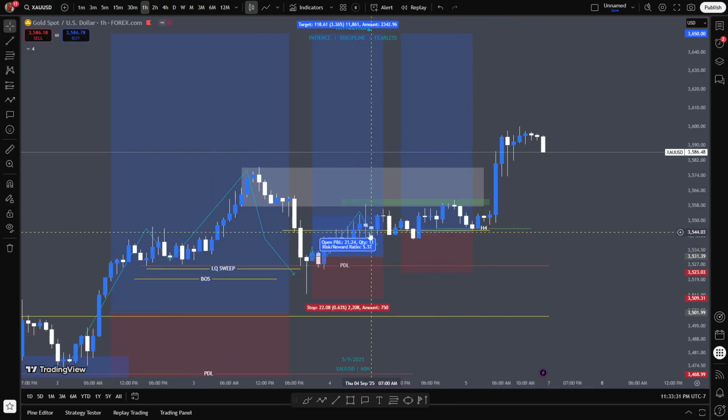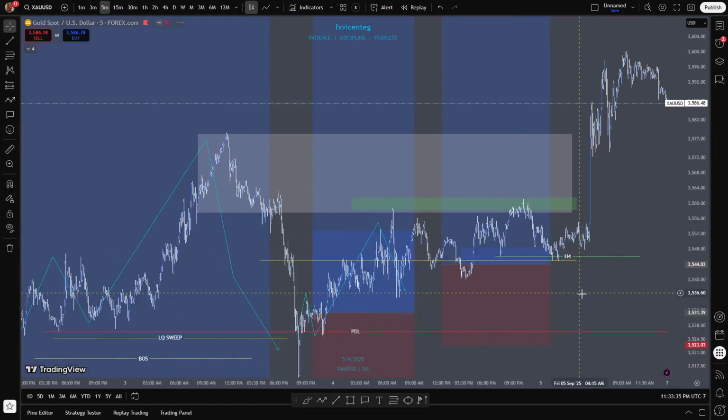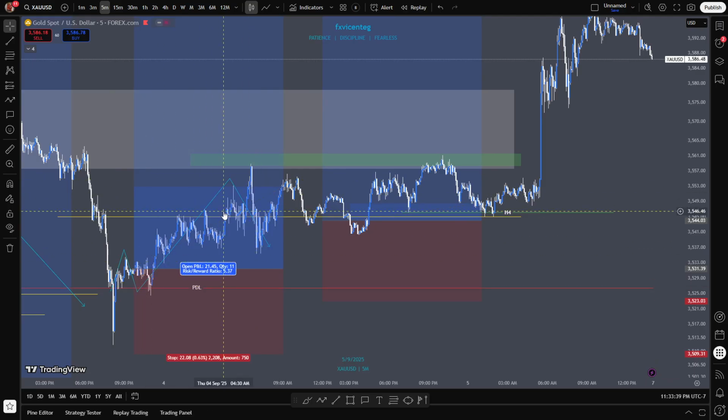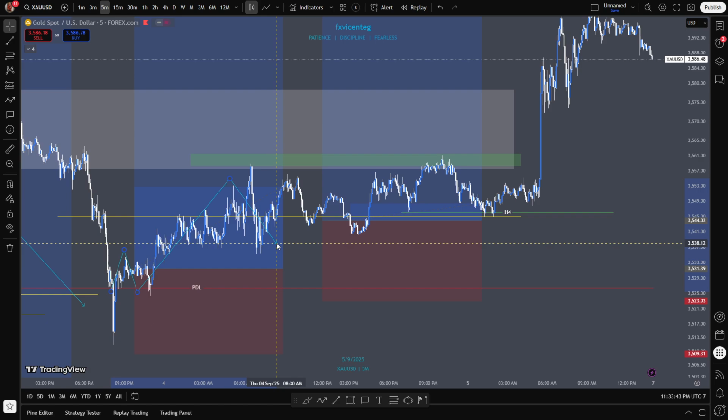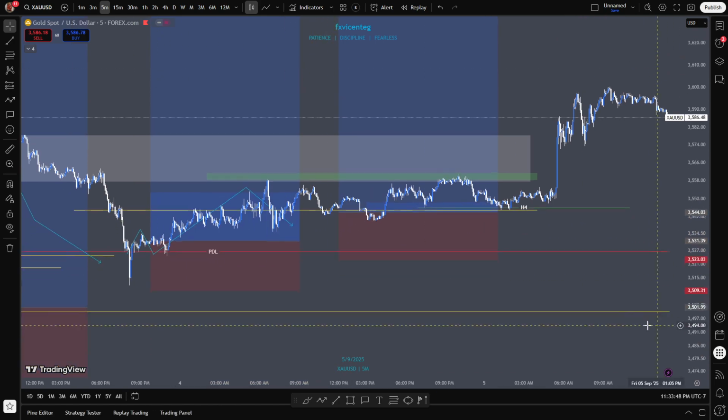And then the second entry is just looking at the internal structure here. We have higher high, higher low, higher high. All of this internally is noise. Now we have a continuation entry here, stop loss below the structure.